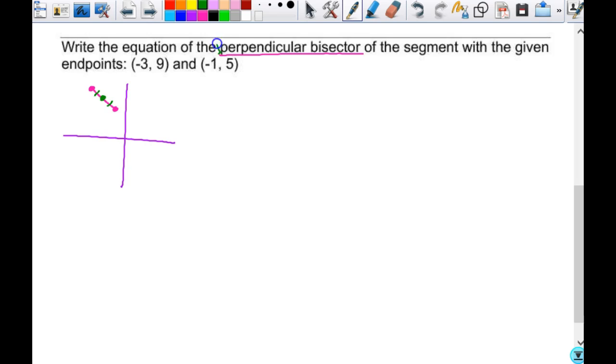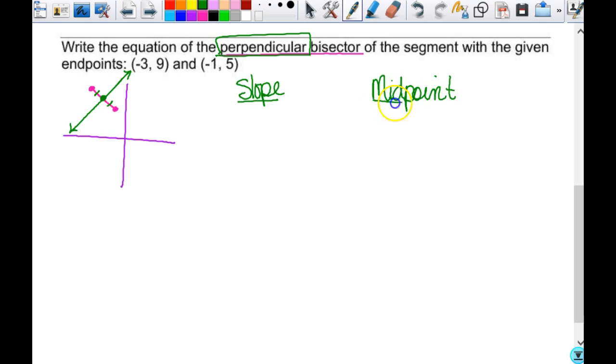Yes, because it is the perpendicular bisector, so it's got to come through at a 90-degree angle, right? We good? So in order to write the equation of the line, I need to find the slope, and I need to find a point. Specifically, it's going to be the midpoint. Right? Everybody with me so far?